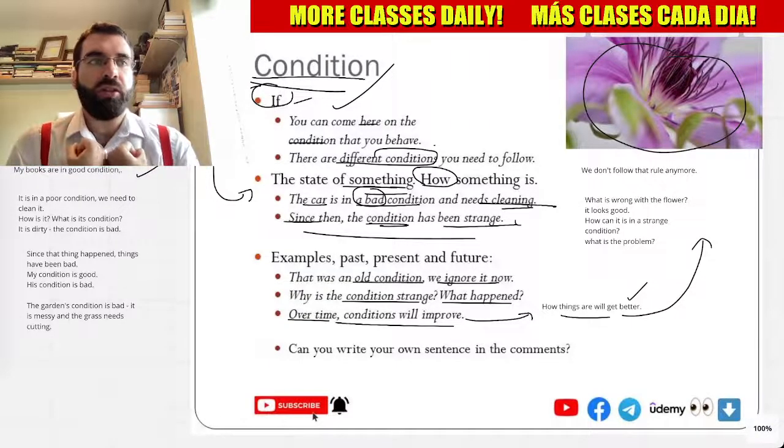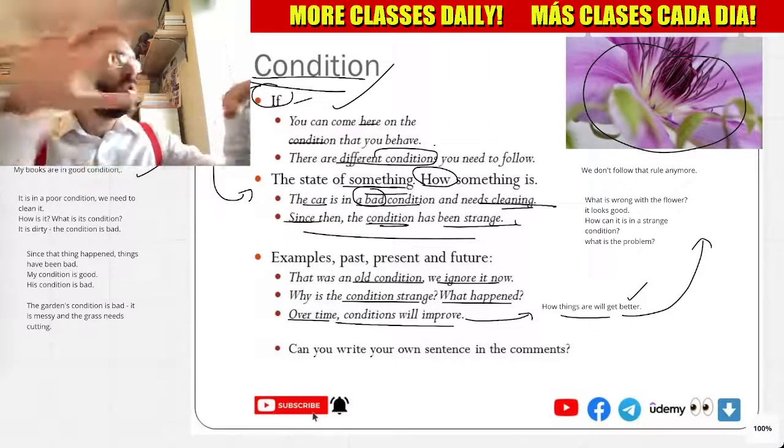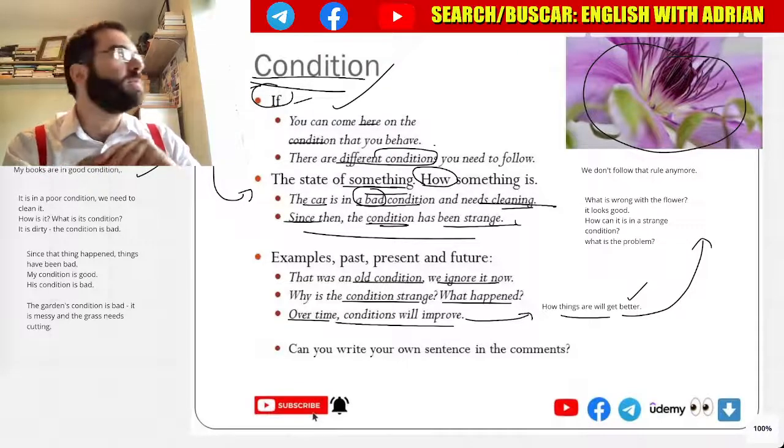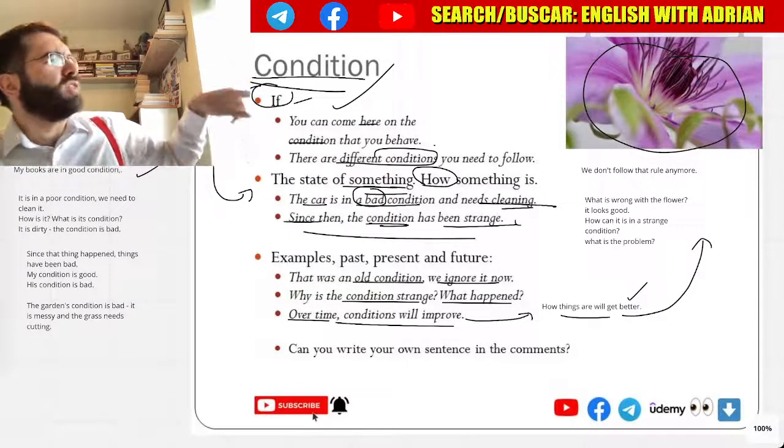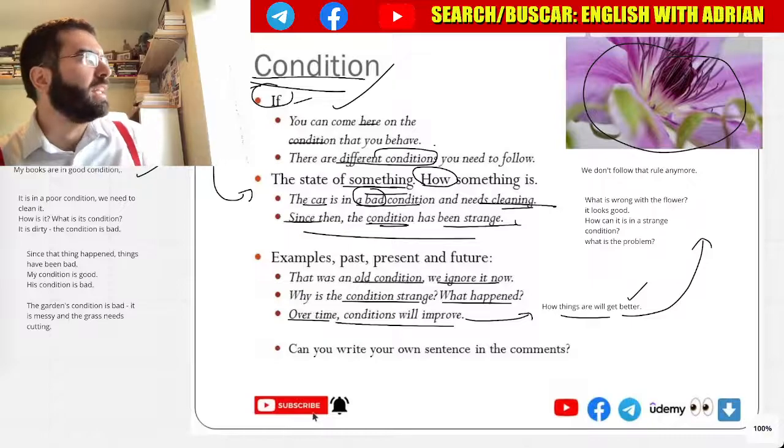I'm in a good condition. He's in a bad condition. We're all in a good condition considering things. That house over there is in real bad condition. It needs cleaning and repairing.